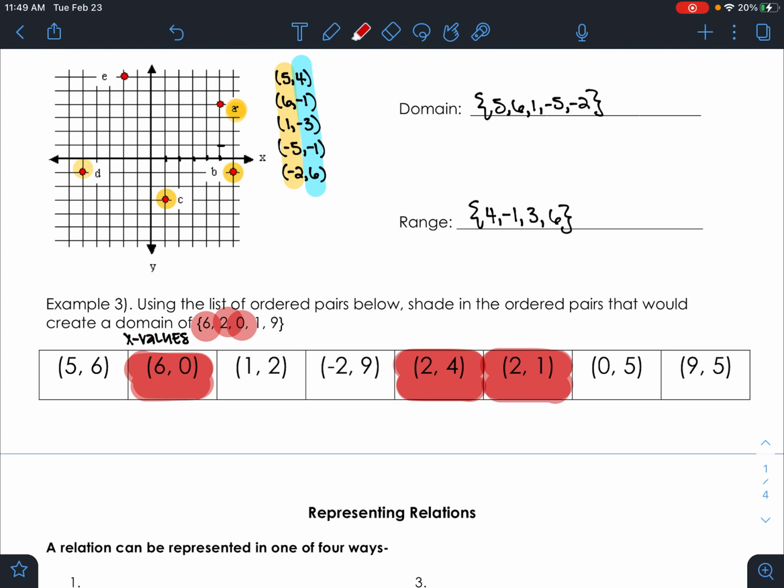Now I need to find the one that has an x value of 0, which is the one right beside it. So 0, 5 is another one. We have 1, so we have 1, 2. And then our last one is 9, 5.